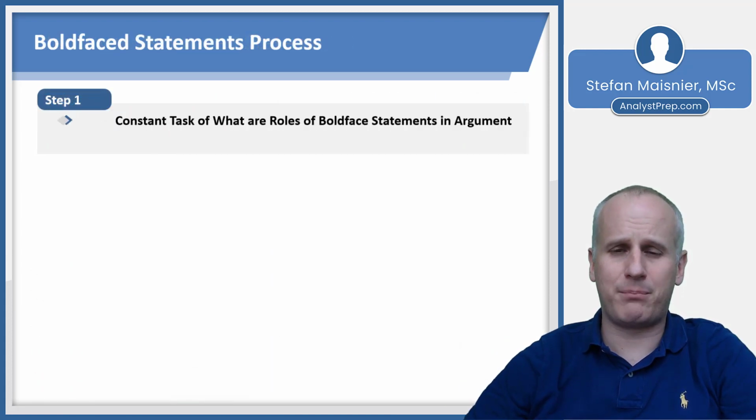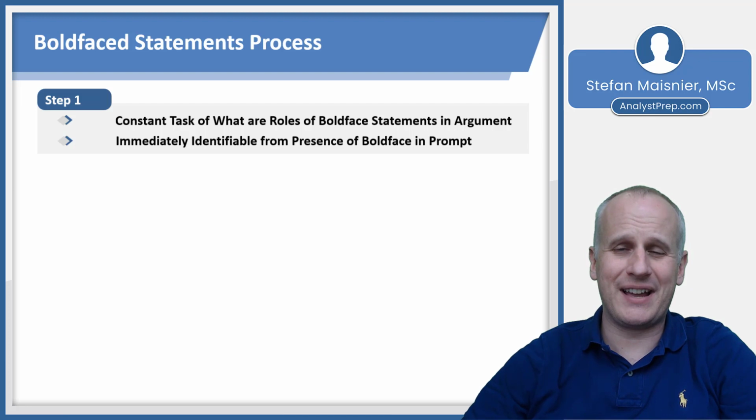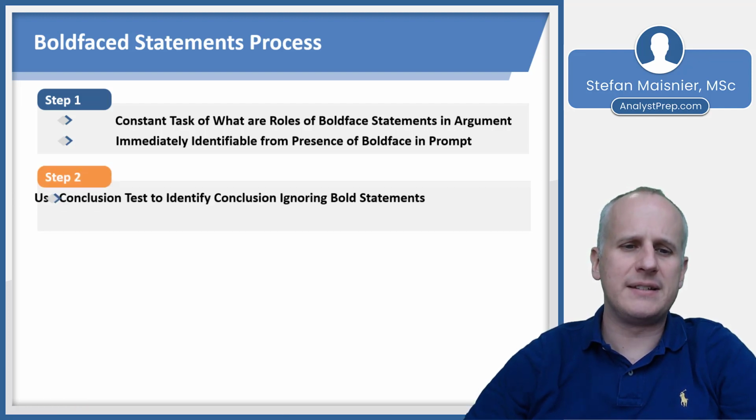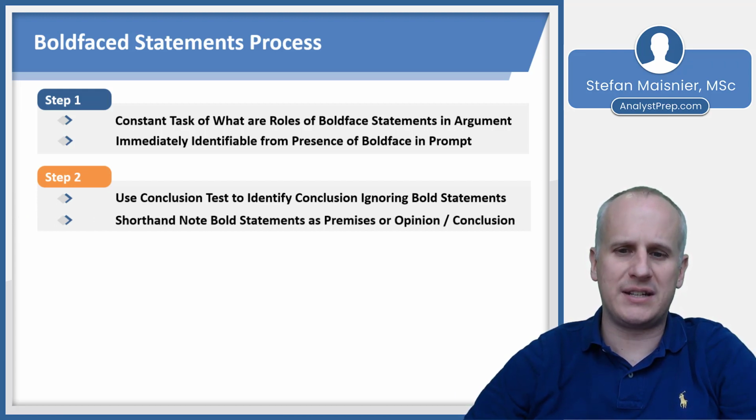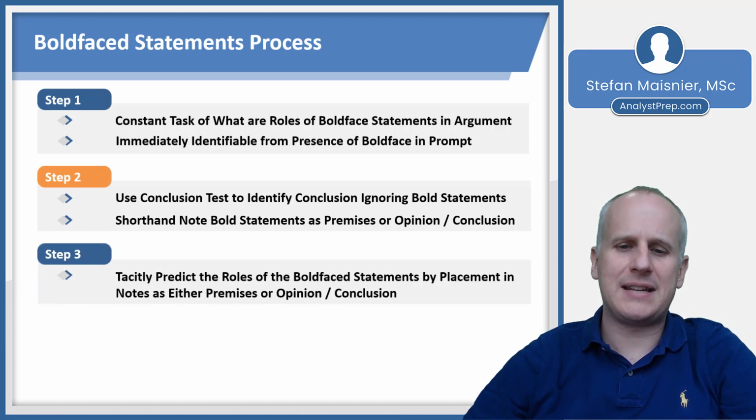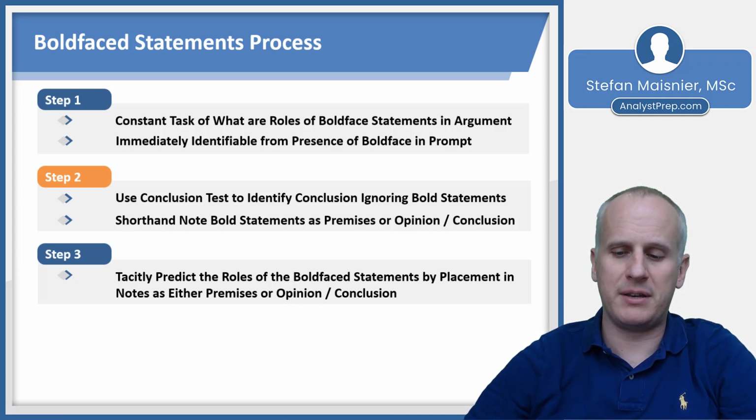So our boldface statement process, you want to consider that the task here is constant. You don't really have to do much. You know that it's always going to be asking what are the roles of the boldface statements in the argument. And these are immediately identifiable, so they can help inform your strategy about whether or not you want to engage based on the pacing that you're experiencing during the section overall. Then step 2, you use the conclusion test to identify the conclusion, ignoring the bold statements, and then you just note the statements and the bold statements and the rest of the argument as either premise or opinion/conclusion. Then step 3, tacitly predict the roles of the boldface statements by their placement in the notes as either premises or an opinion/conclusion.